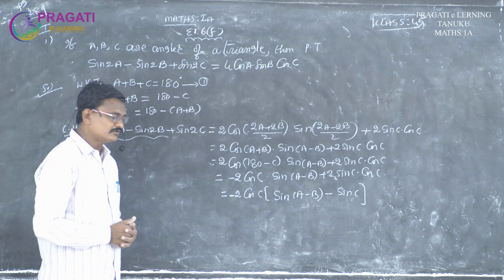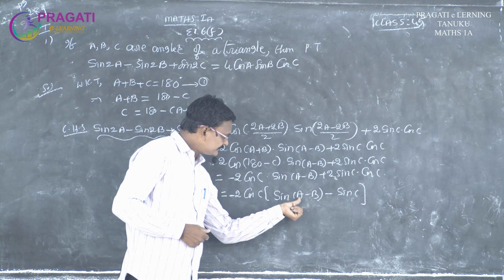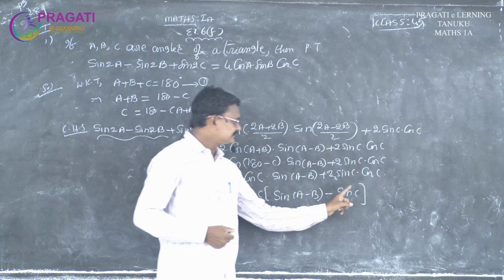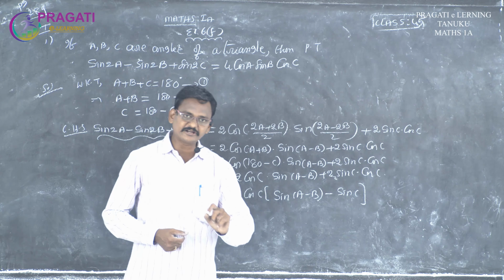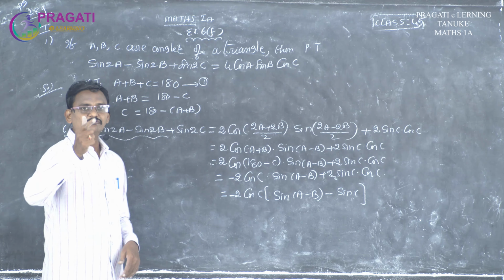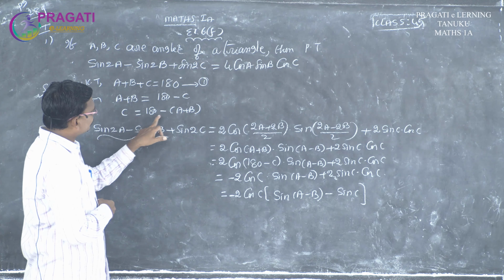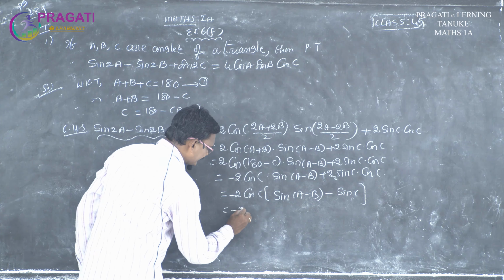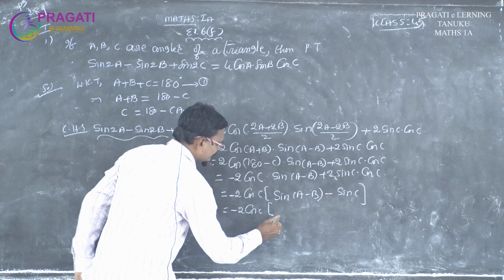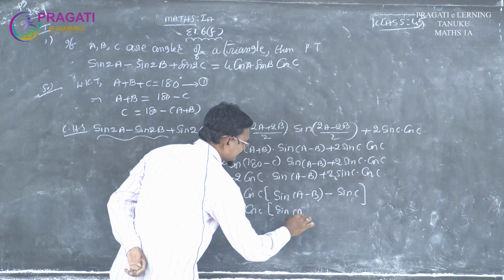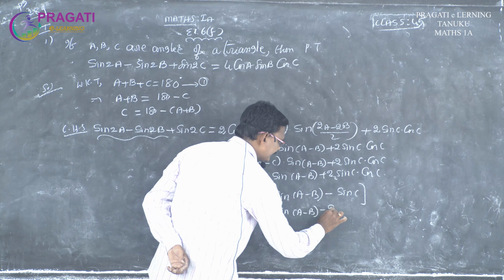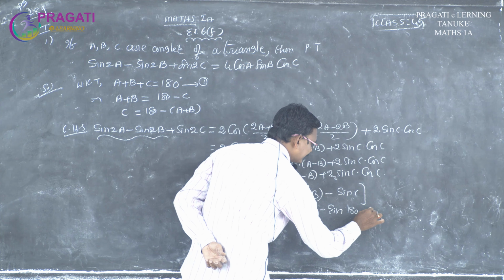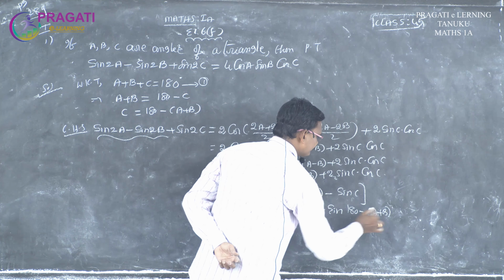Okay. Now, in brackets, this angle is in terms of A and B and this angle is C. Now, this angle C should be converted in terms of A and B. How to convert means, C is equal to, we can write 180 minus of A plus B. That term just you can replace here. So, minus 2 cos C into sine of A minus B minus sine, in the place of C, 180 minus A plus B.